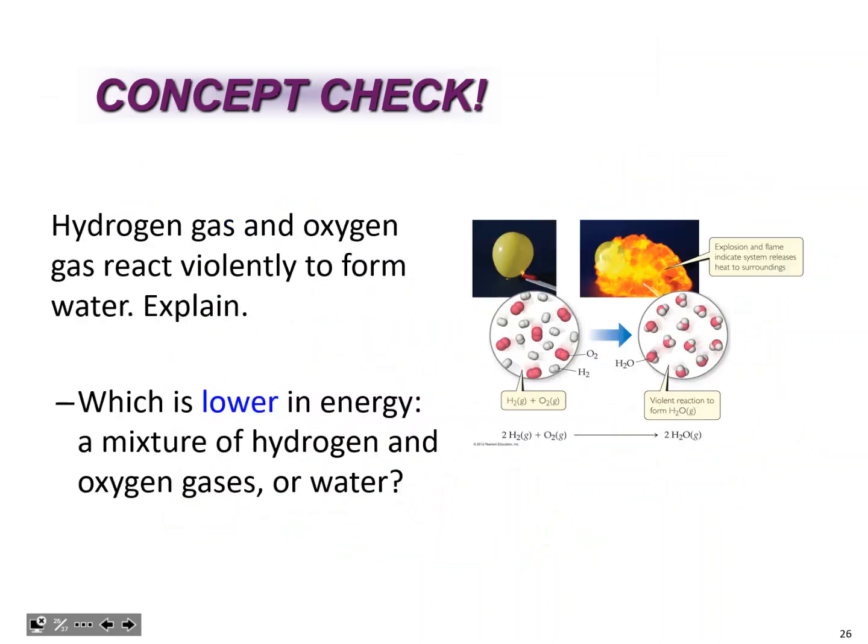All right. Now, this is a nice conceptual one too, and I give you a diagram here to help you, but you really should be looking for the context clues here. Hydrogen gas and oxygen gas react violently to form water. Explain. Which is lower in energy, a mixture of hydrogen and oxygen gases or water? Context clue that's going to tell you whether this is exo or endo. What's the context clue?